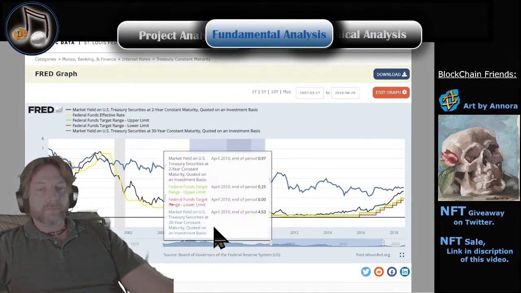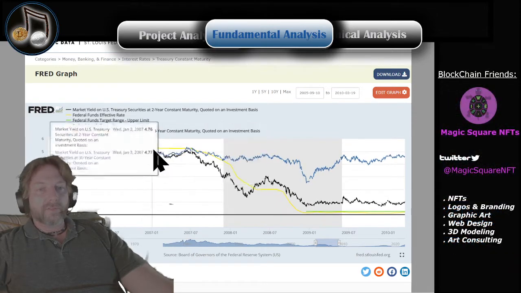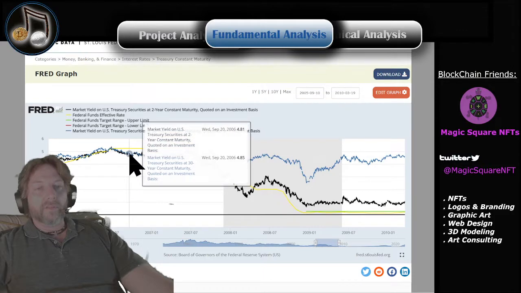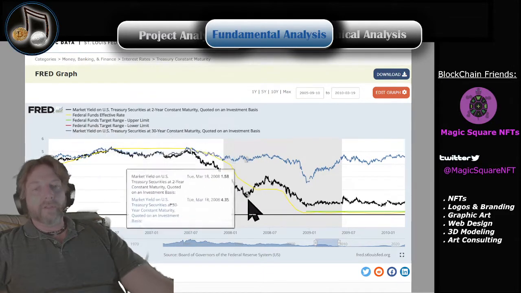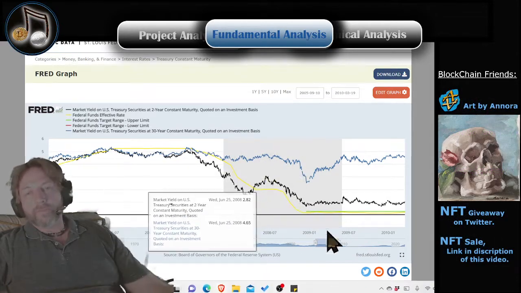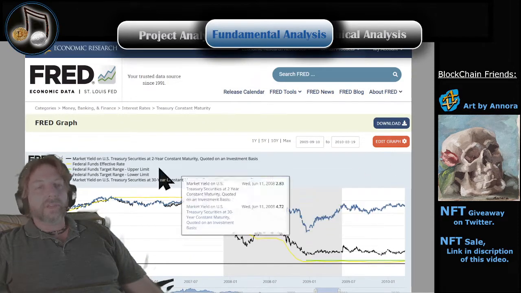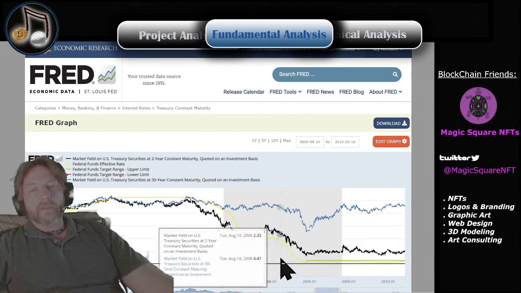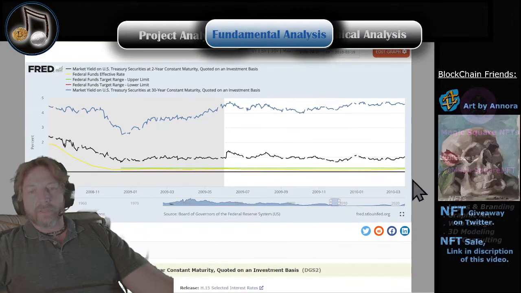For instance, right here, you see that they crossed the effective rate and the 2-year crossed. They ran parallel for a little while, and then we started seeing a decrease in interest rates. I'll let you look at that. That's on the Fed website. It's just kind of interesting how the 2-year and the effective interest rates run side by side. So you might want to take a look at that.